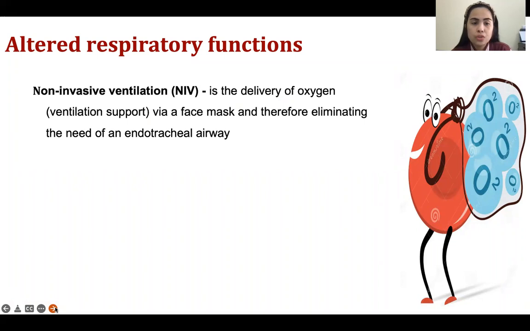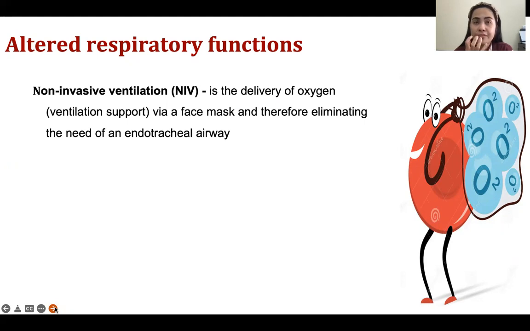non-invasive ventilation. So non-invasive ventilation, guys, is a delivery of oxygen via a face mask, and therefore eliminating the need for an endotracheal airway. So endotracheal airway means the patient will be put on intubation. Before that, the patient will first be put on this type of oxygen device because it is non-invasive. However, there are a lot of side effects, like skin irritation also, because you know, guys, this type of mask has a tight seal.